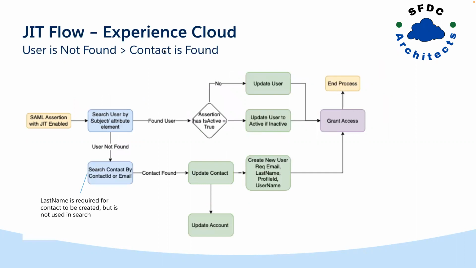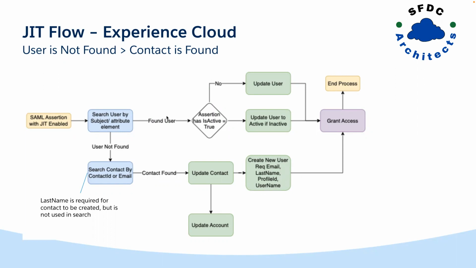If the user is not found, but the contact is found, it's going to follow this flow. So it still searches for the user. It's not found. So now we have another layer down here where it's going to search the contact by either the contact ID that you provide in the assertion or by the email address. What I think is interesting here, it's not using the federated ID, it's using the email that you provide for the contact. If the contact is found, it will update the contact standard fields, and it will also update the account. If you are going to create a new user, it does require the email, the last name, profile ID, and username to be created for it to work properly, and then it grants the access.